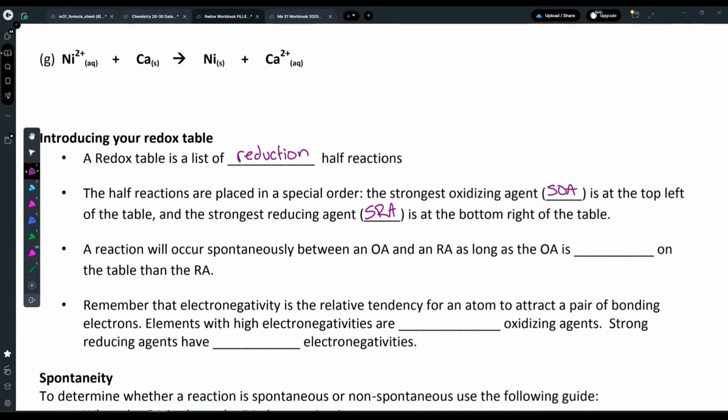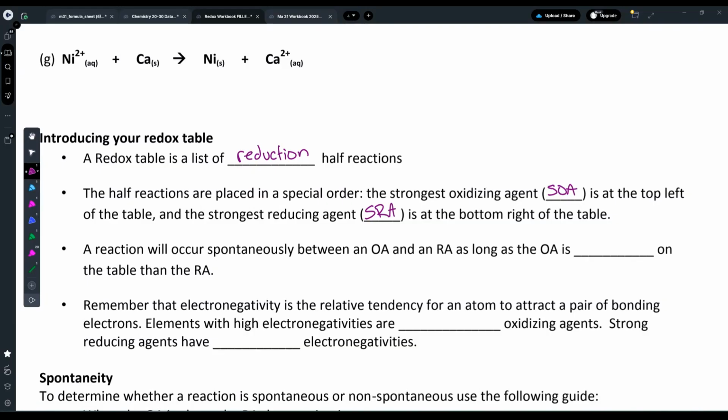So these redox tables are listed in that special order. On the left-hand side, you go from your strongest oxidizing agent at the top, and they decrease to the weakest oxidizing agent at the bottom left. With reducing agents, the strongest one is at the bottom right, and they get weaker as you go up.